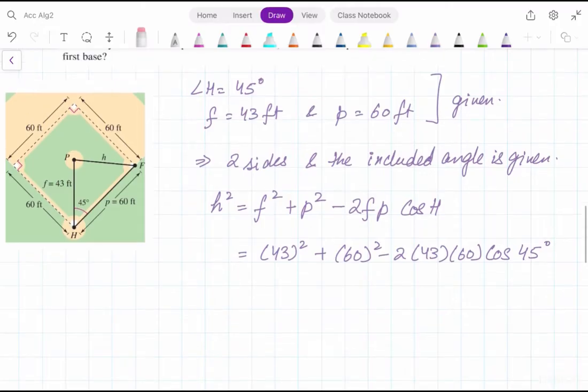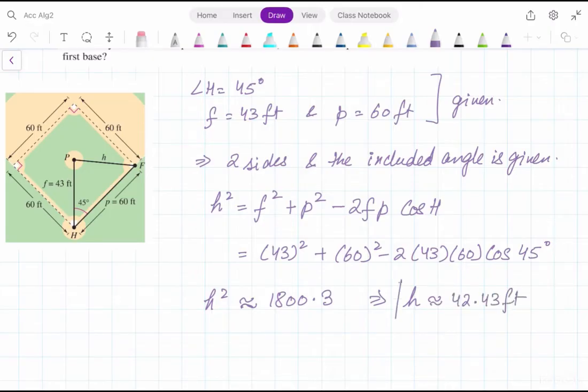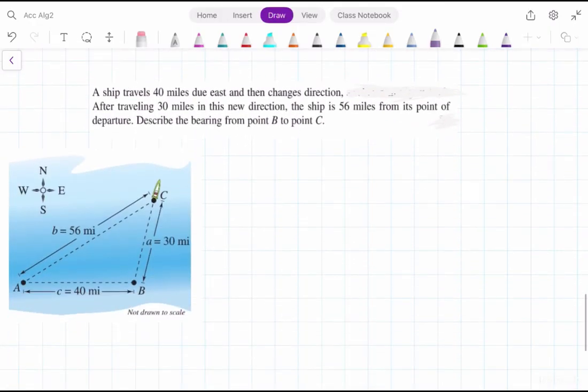So that will give you approximately h squared as 1800.3, or h is 42.43 feet. Let's take one more example.